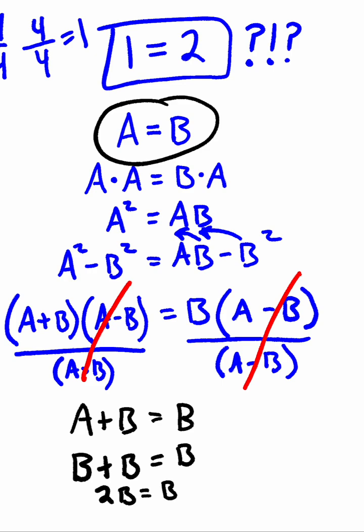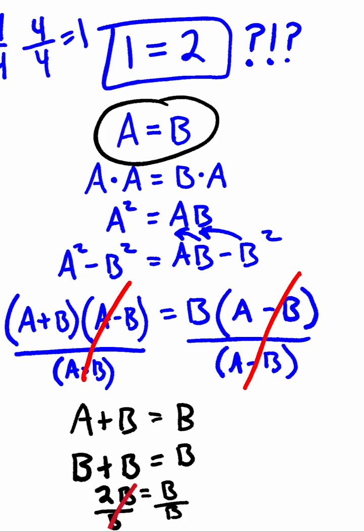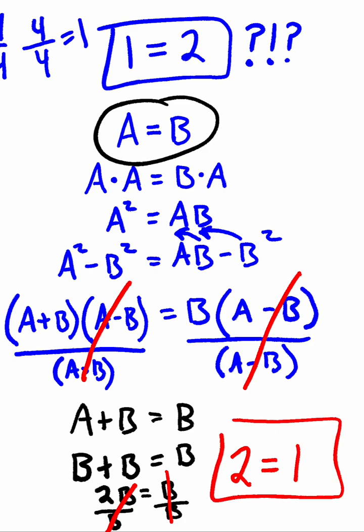And now our final step, we're going to divide both sides by the same number. We can, of course, do that. That number is going to be B. So, aha, we have another situation where we have a B divided by a B, which of course is equal to 1. So that cancels out to 1. That cancels out to 1. So on the left side of the equation, we're left with 2. And on the right side of the equation, we are left with 1. Would you look at that? 2 is equal to 1.